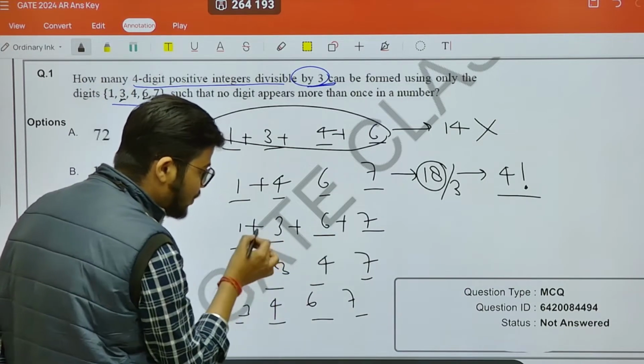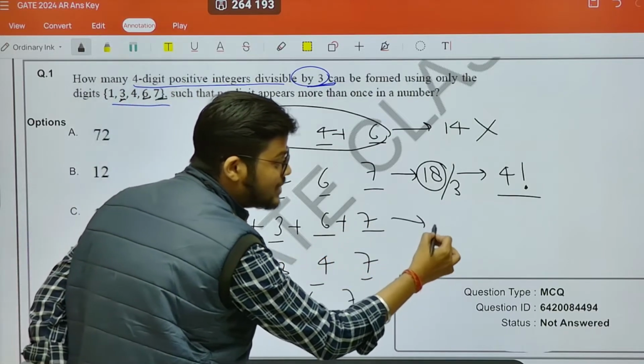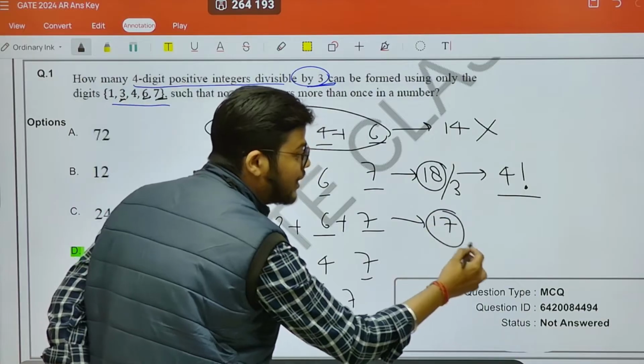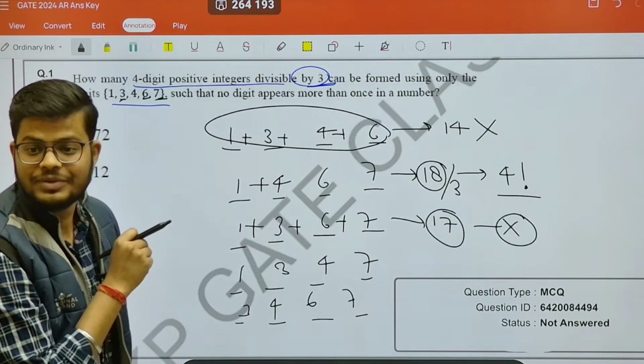1 plus 3 is going to be 4, 4 plus 6 is going to be 10, and 10 plus 7 is going to be 17, and this 17 is not divisible by 3. That means there is no combination possible out of these digits which will be divisible by 3.